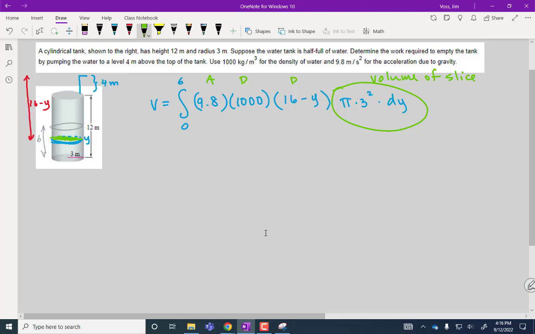So then all the constants come out to the front, and we just integrate that, 16 minus y. So the key here is that the limits of integration have to match the physical location of the water. And the distance each cross-section travels now has this little extra piece that we have to take into consideration. Make sense?